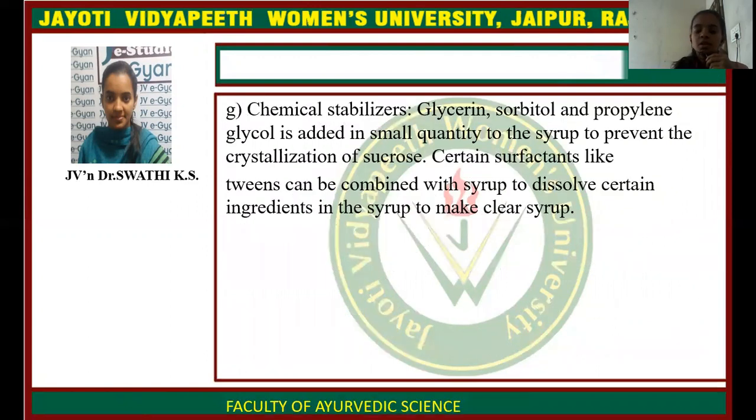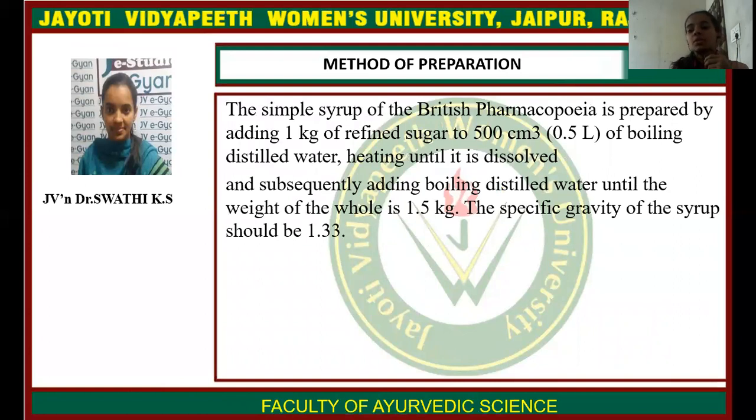And chemical stabilizers: glycerin, sorbitol, and propylene glycol are added in small quantity to the syrup to prevent the crystallization of sucrose. And certain surfactants like Tweens can be combined with syrup to dissolve certain ingredients in the syrup to make a clear syrup. And coming to the method of preparation.